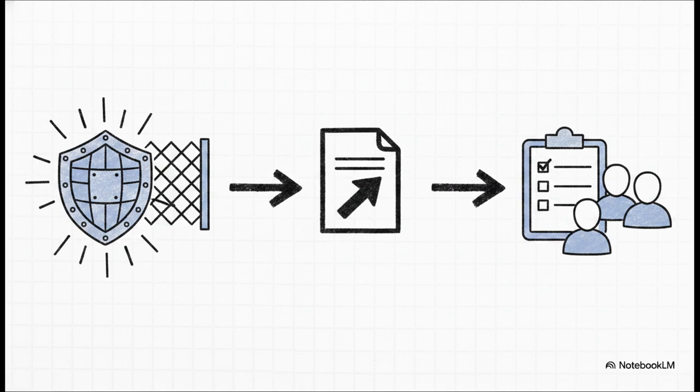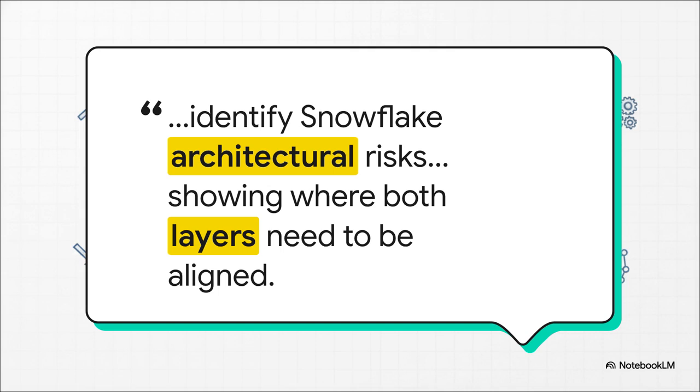To sum it all up, the source material puts the ultimate value proposition perfectly. The lens helps identify Snowflake architectural risks alongside the corresponding AWS remediation paths, showing where both layers need to be aligned. You are no longer fixing your infrastructure in the dark while just crossing your fingers and hoping your data layer survives. They are finally moving together.